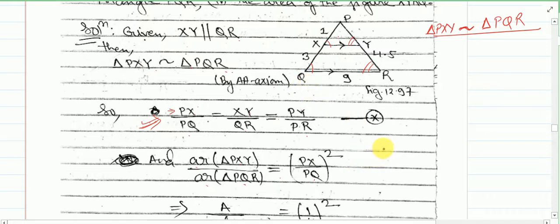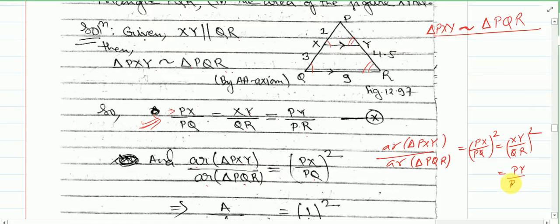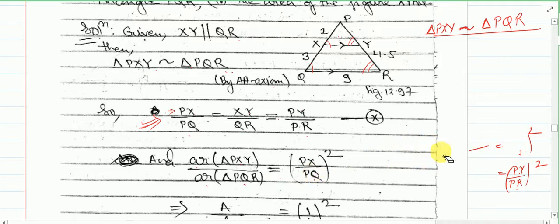Otherwise you know that we write like this: XY upon QR equal to PY upon PR. But here, since we don't know XY, we know QR but we don't know XY. Here we don't know PY and we don't know PR. So why write this? So only write this, that's why we have written this.